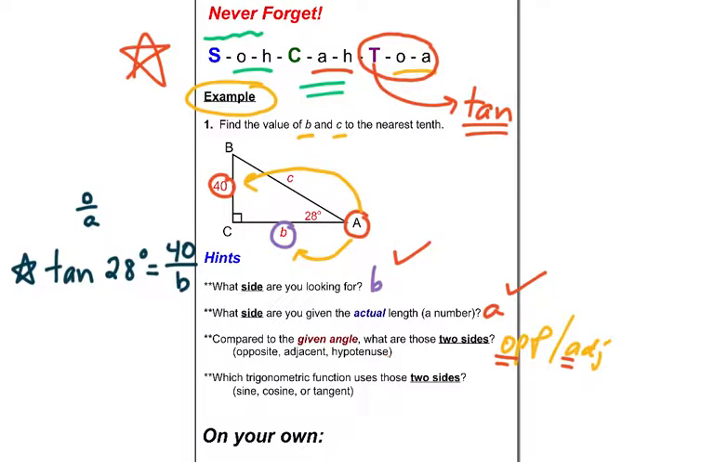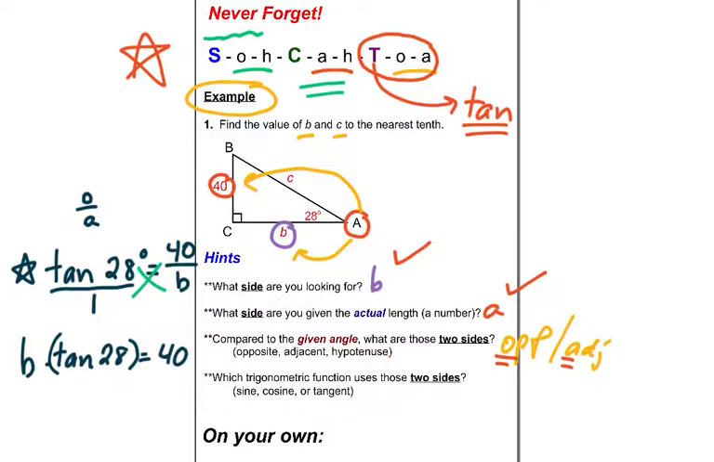All right. When the variable's on the bottom, probably the best thing to do is think about cross multiplying. So I'm going to rewrite the tan 28 as tan 28 over 1. And then what I can do is I can just really cross multiply like that. So that means that b times the tan of 28 is equal to the other cross, which is 40 times 1, or 40.